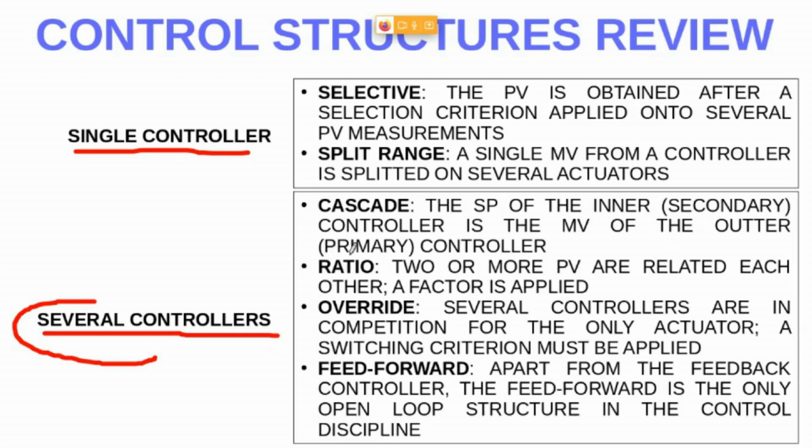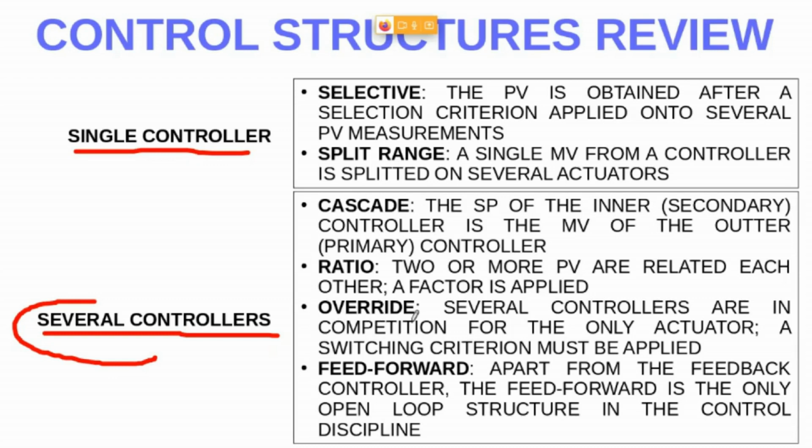On the other hand, we have the ratio. The ratio, remember, is used when you are expected to keep a relation, a ratio at the end, between two variables. Then you use this control structure because two or more process variables are related to each other. So a factor is applied. This structure is so typical when you want to keep a ratio between several elements in a mixture, when you have a combustion process and the like.